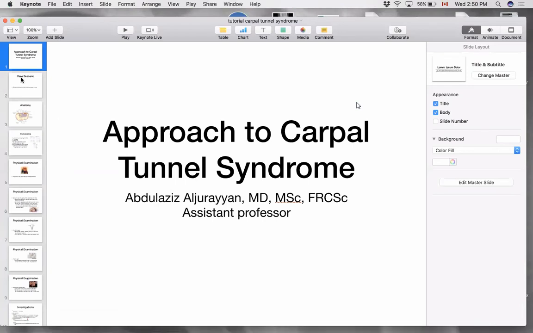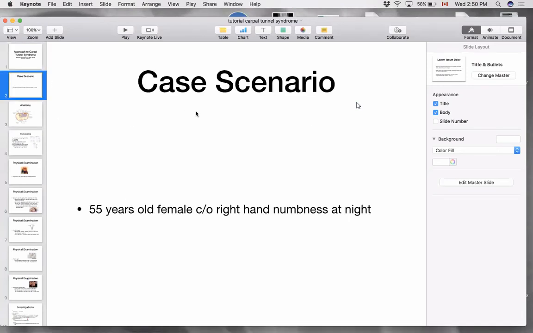Approach to carpal tunnel syndrome. So this will be a case scenario. This is a 55 years old female complaining of right hand numbness at night.